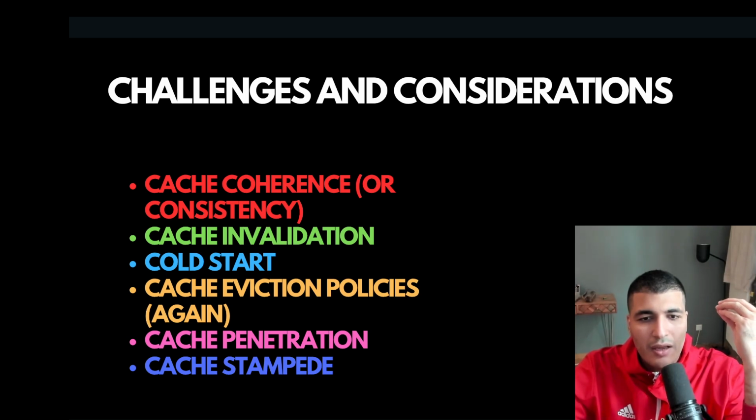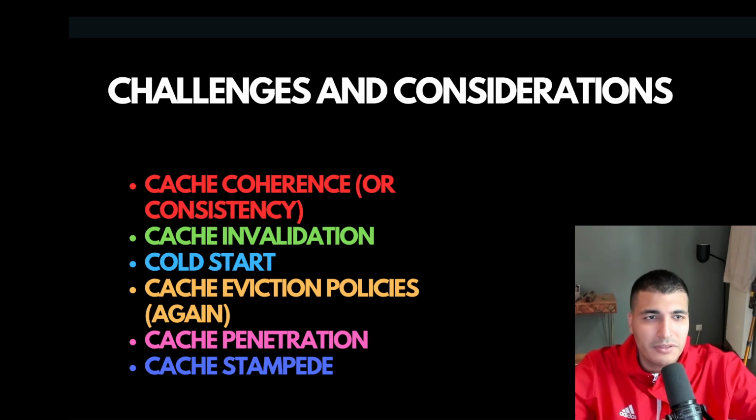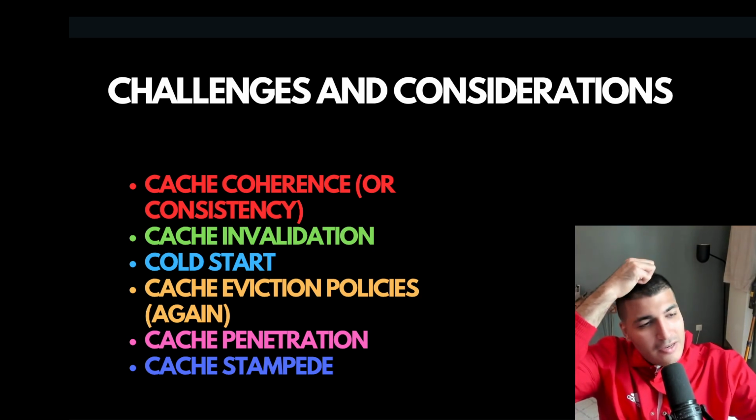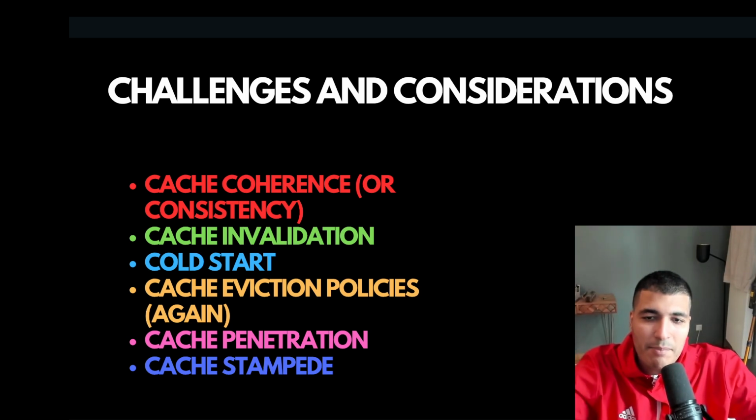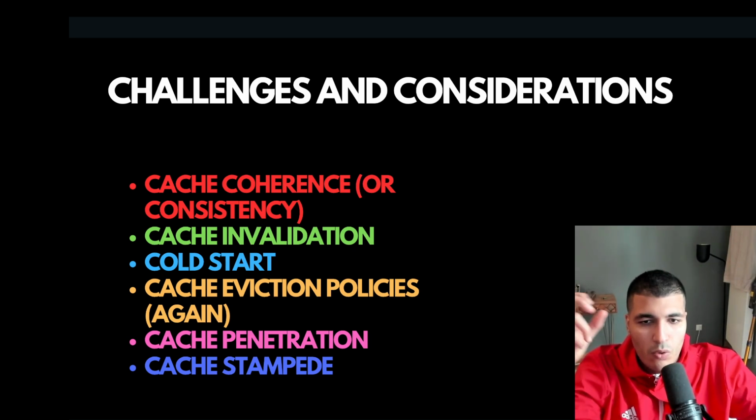Lastly, cache stampede. Sorry. So lastly, we have cache stampede. This happens when a popular cached item expires and many concurrent requests all try to access it at the same time. All these requests result in cache misses and simultaneously try to rebuild that cache entry by hitting the database again, potentially overwhelming the backend.